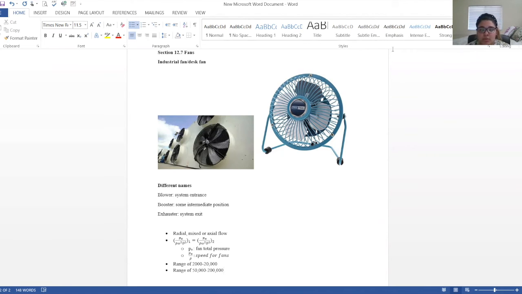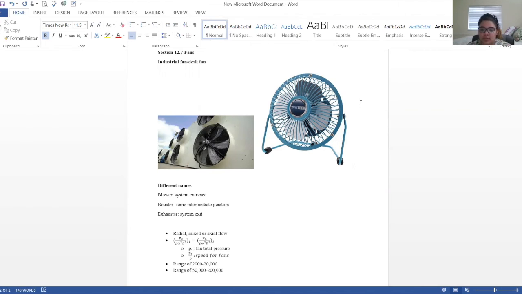Some of them are used in common household or office items, and there are some that are used in larger scale processes and industries. As you can see in the picture on my left, this one right here is a larger fan, so that'll be more for an industrial process. And this one would be smaller, and it's considered to be a desk fan, in the sense that you can use it for any daily activities.